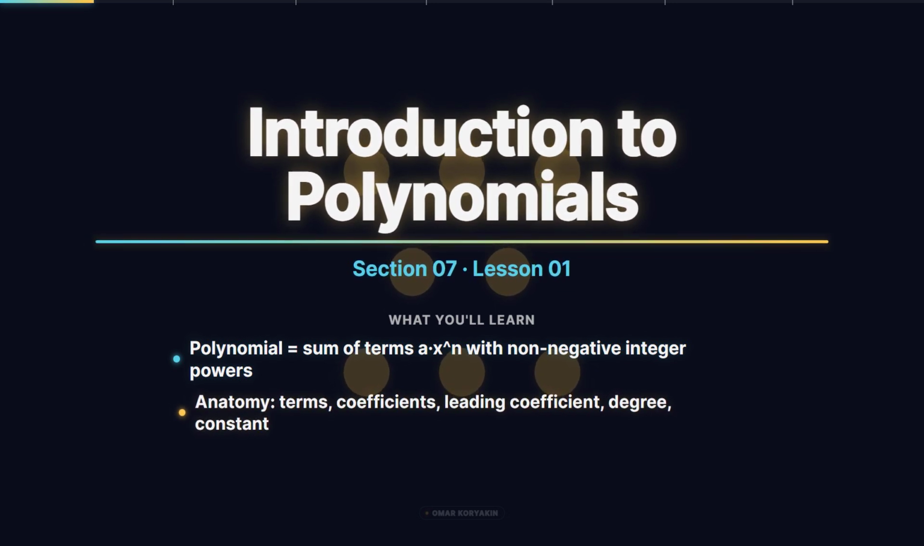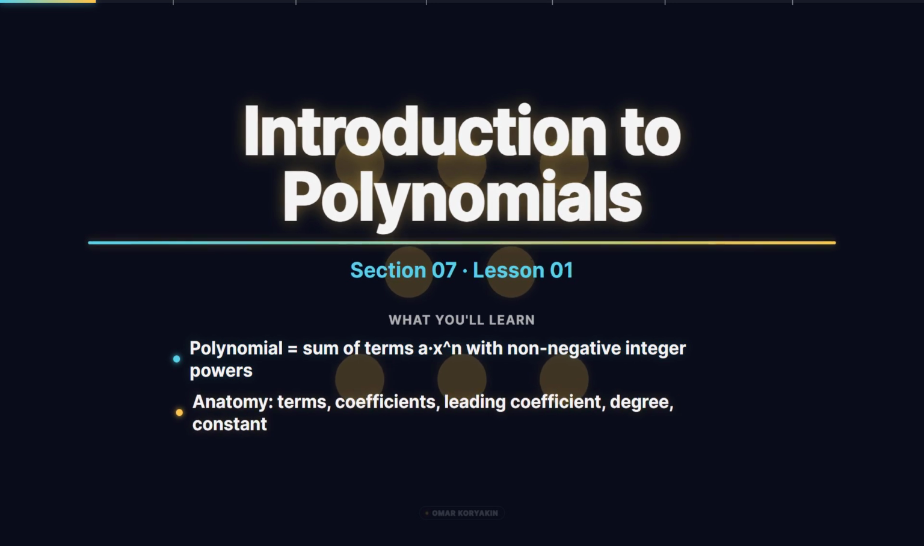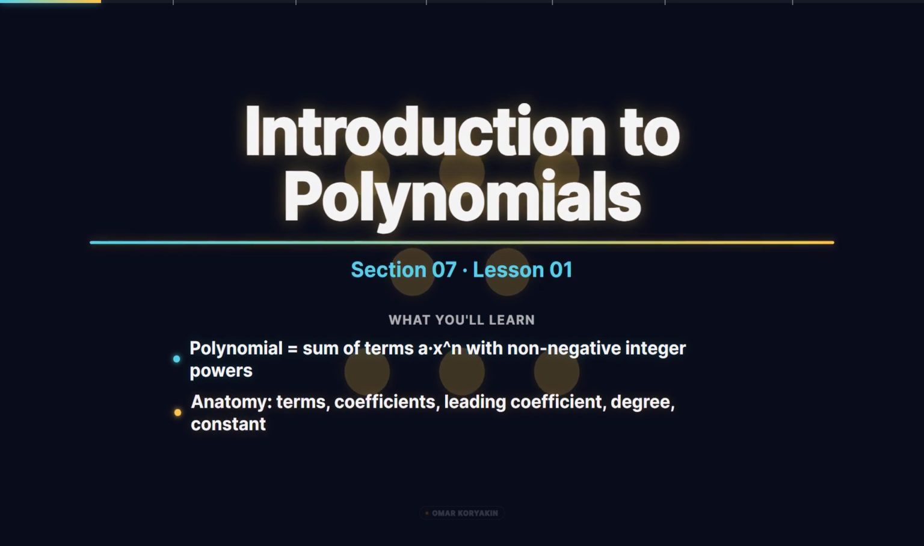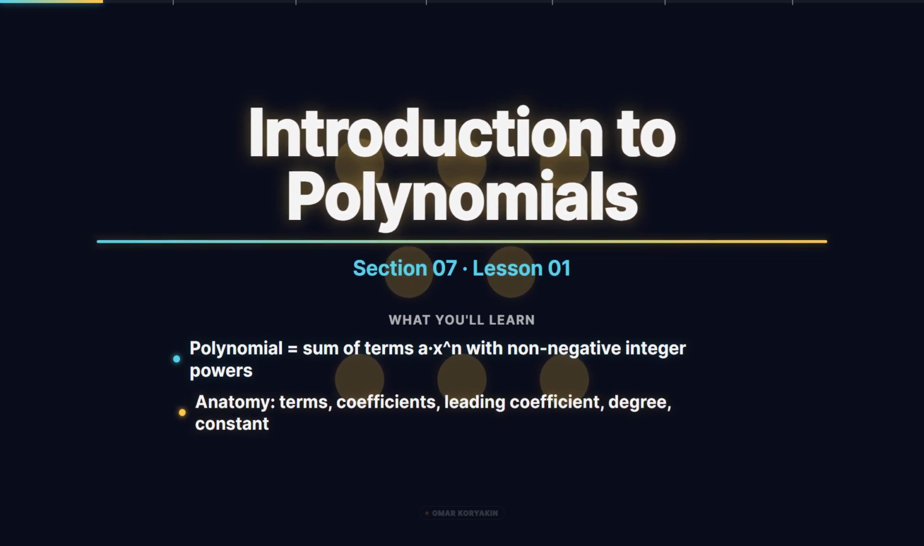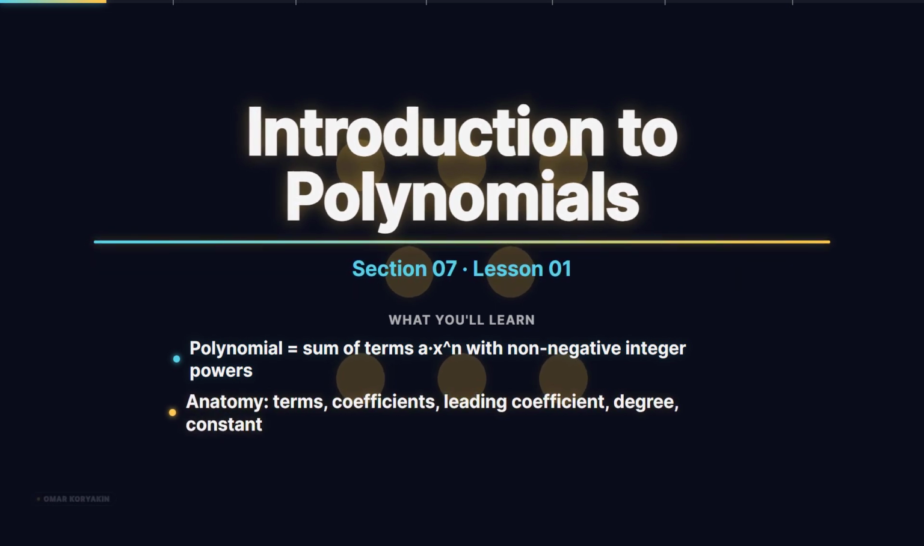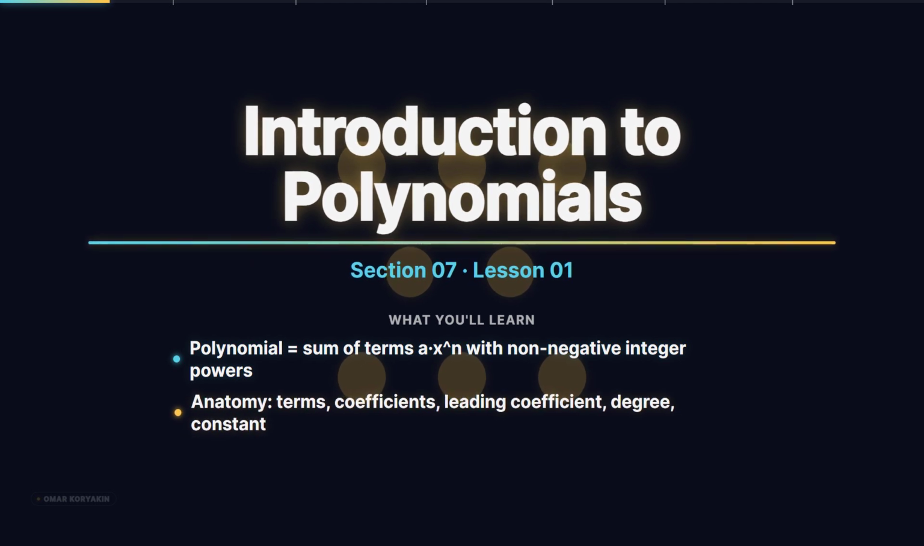Second idea, the anatomy of a polynomial uses 6 terms of art that you must memorize: term, coefficient, leading term, leading coefficient, degree, and constant term. A term is one of the additive pieces, like 5x squared. The coefficient of a term is the numerical factor, like 5 in 5x squared.